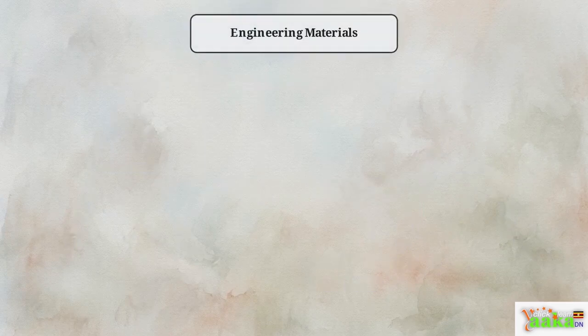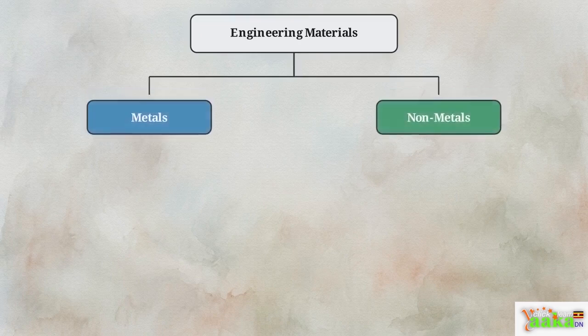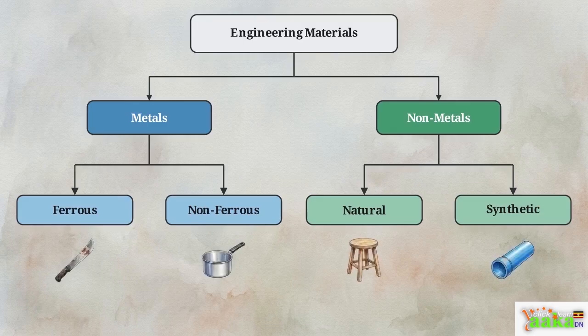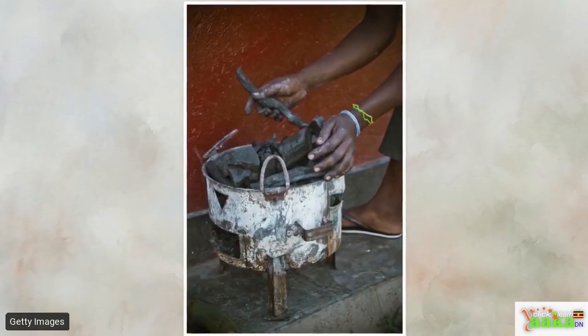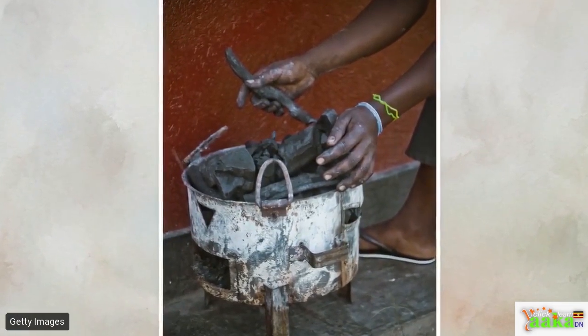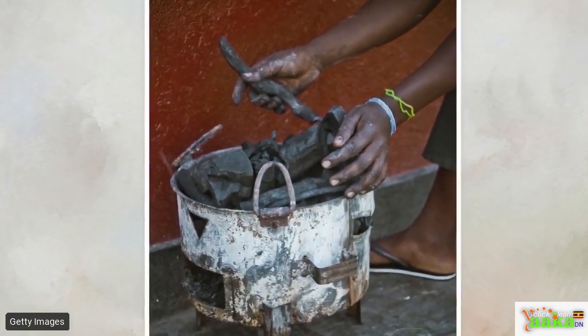This chart shows the complete picture. By dividing the world into metals and nonmetals and understanding subcategories like ferrous and synthetic, you can predict exactly how an object will perform. By mastering materials and their invisible properties, you gain the ability to design safe, lasting, and useful tools for your community.